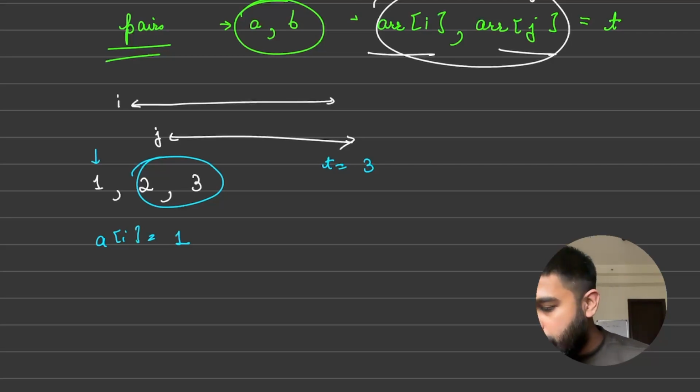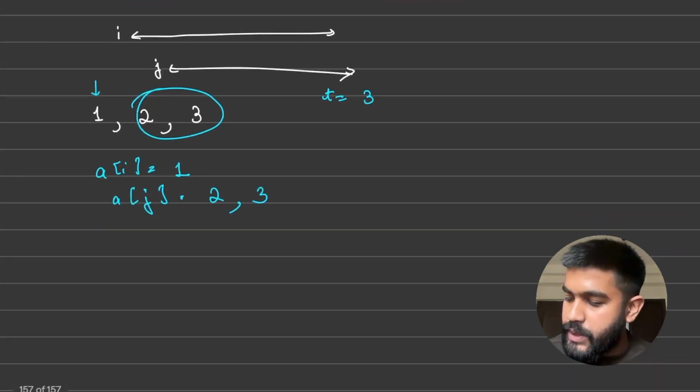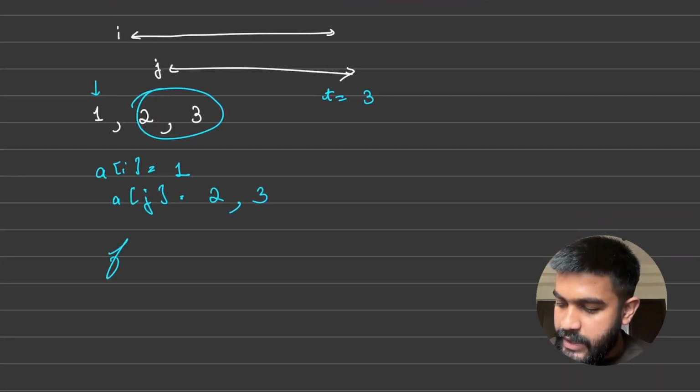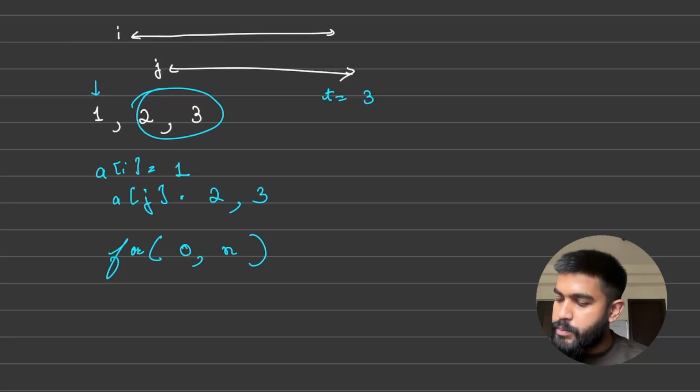So now I have considered A of I. What would the values of J be? The probable candidates of A of J can be 2 and 3, and this is how I can find it. So I would simply write a for loop which would start from 0 and go till n, and this would be for the value I.